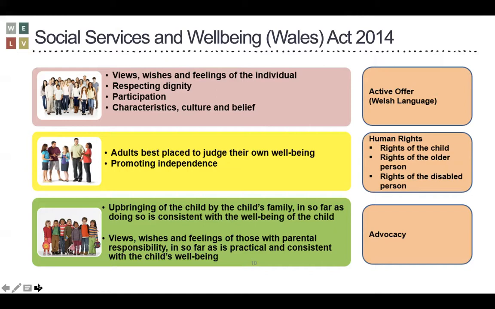The yellow box then applies in addition to the pink box in relation to adults. And then for children and young people, the green box applies in addition to the pink box in respect of children, as I say. And that's that we have regard to the upbringing of the child by the child's family, insofar as doing so is consistent with their well-being, and that we are actively having regard to the views, wishes, and feelings of any individual with parental responsibility, again, insofar as is practical and consistent with the child's well-being.